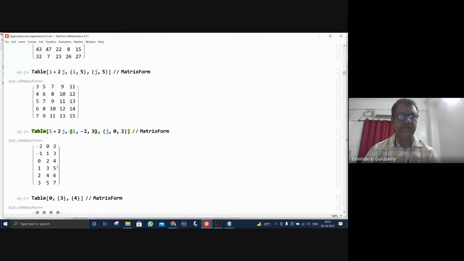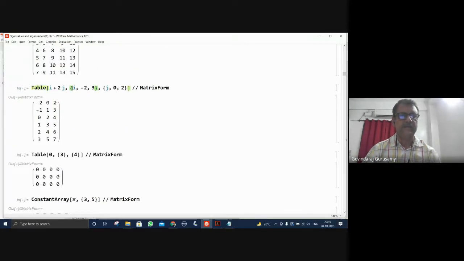So it gets modified here. Okay, you can see 1, 2, 3, 4, 5, 6 rows are there: minus 2, minus 1, 0, 1, 2, 3. There are 6 variations in i and there are 3 variations in j: 0, 1, 2. Therefore, this is the matrix that we have.